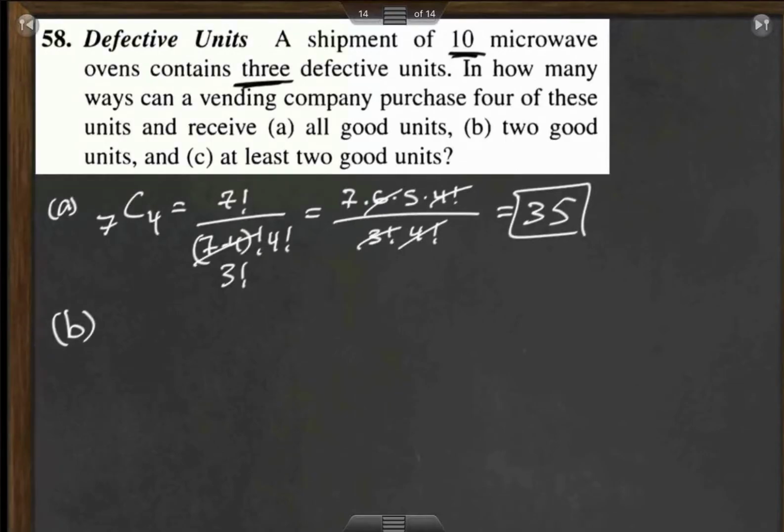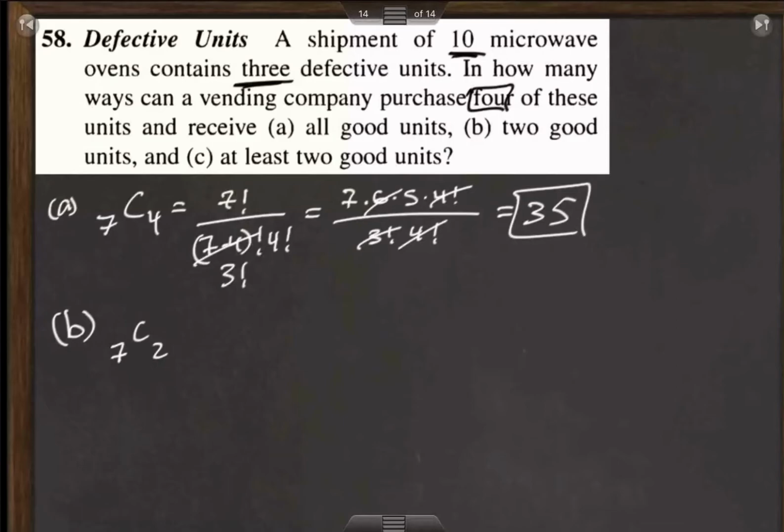Okay, the next one says 2 of the units are good. They're still purchasing 4, but now only 2 of them are good. So we have to take 2 good units. There's 7 choose 2 ways that we can choose 2 good units. This means the other 2 units that we're choosing, because we're choosing 4 total, are defective.